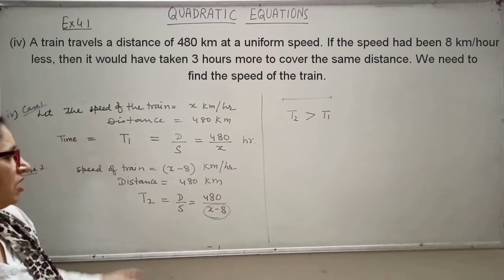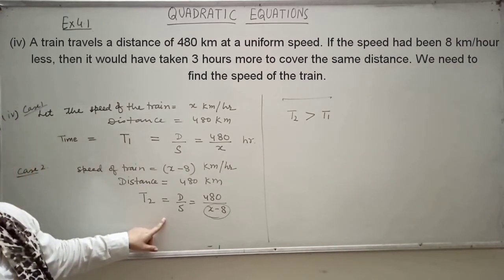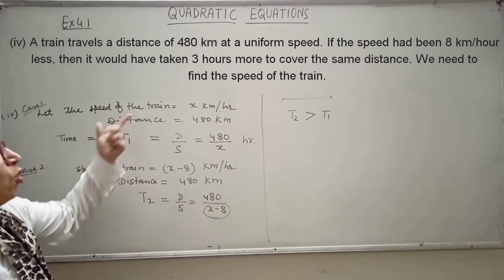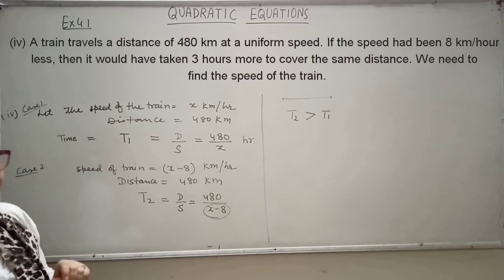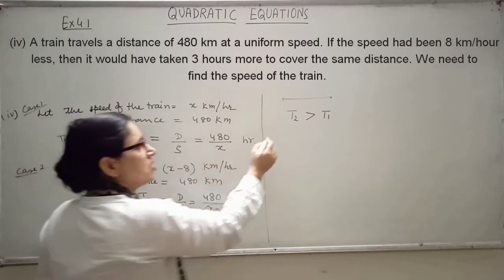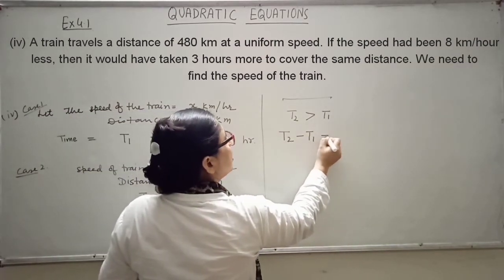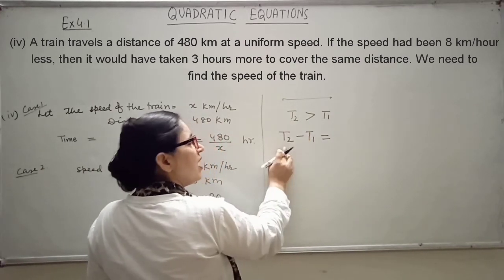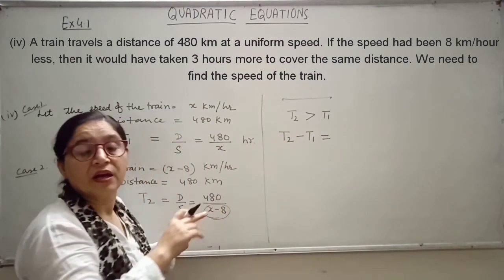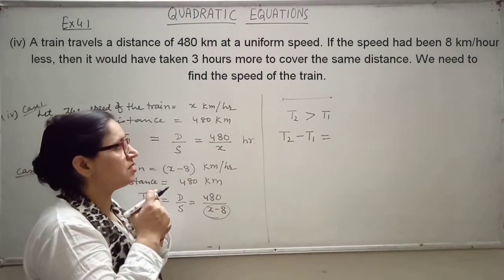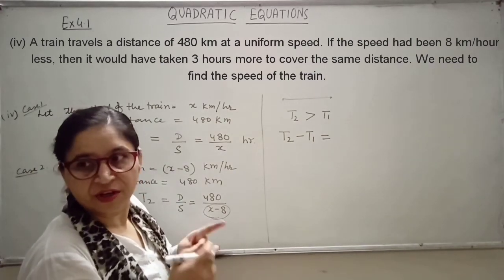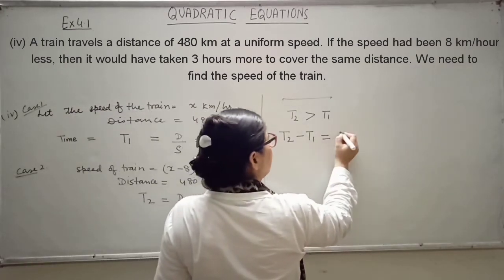And according to the question, in this case the time taken by the train is 3 hours more than the previous case. So it means the difference of the time in these two conditions is 3 hours. Because T2 is bigger, we will subtract T1 from T2. It is very much required for us to first check which one is greater, T1 or T2. T2 minus T1 is 3 hours.